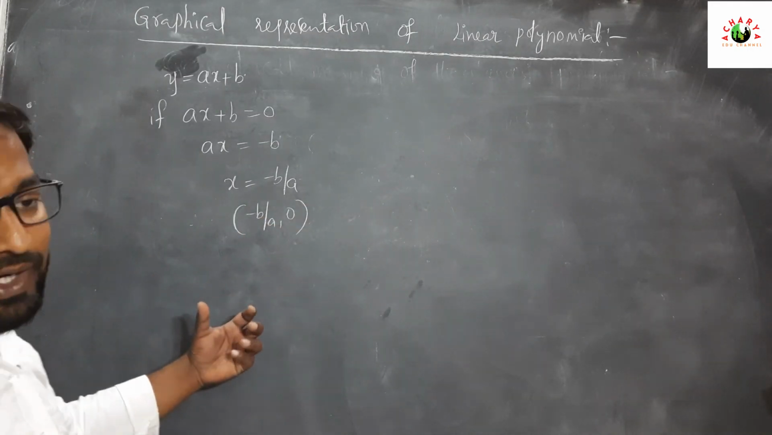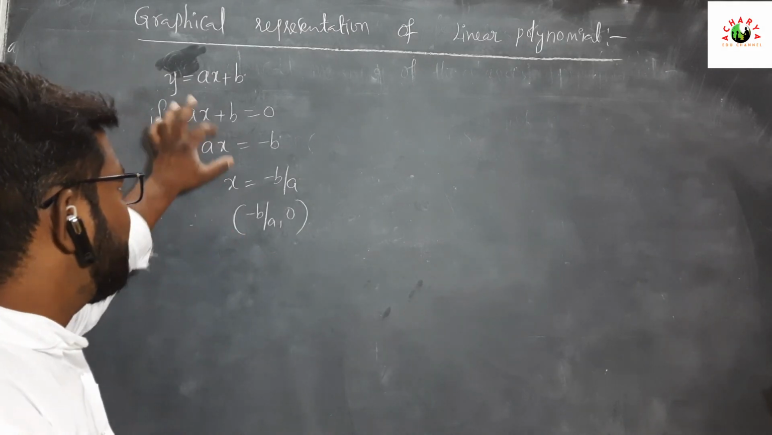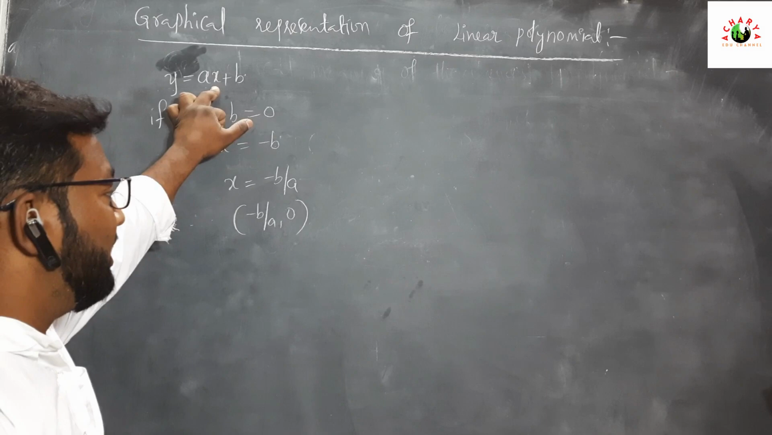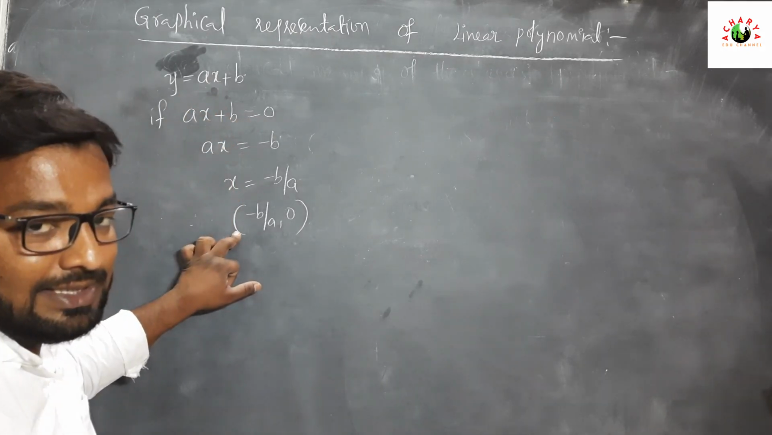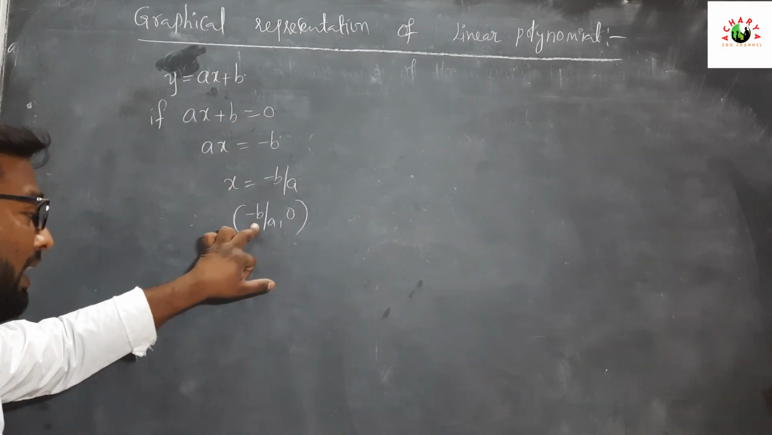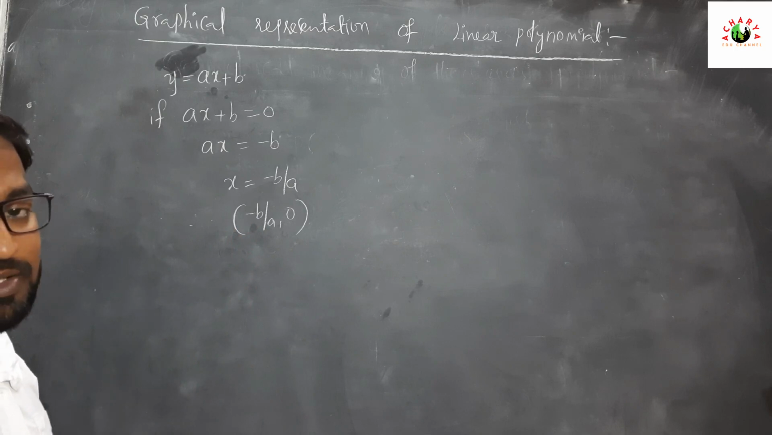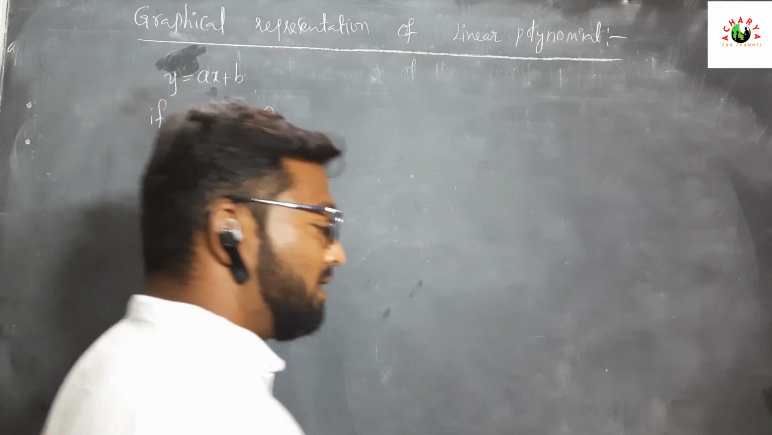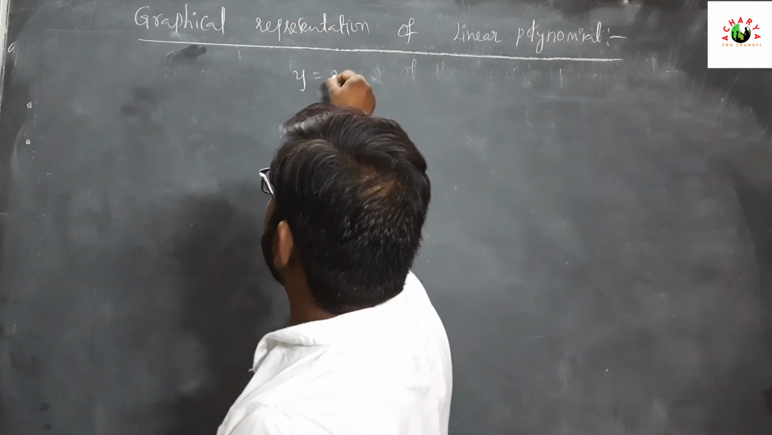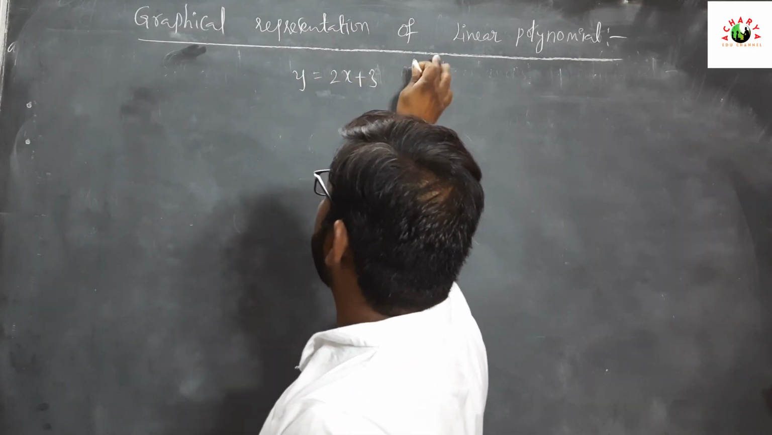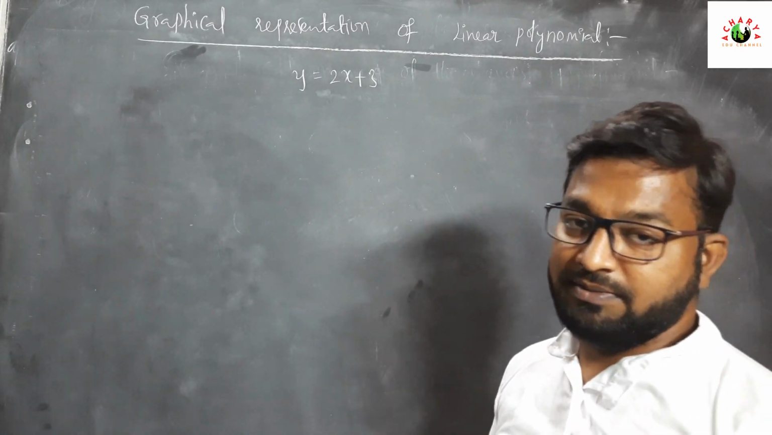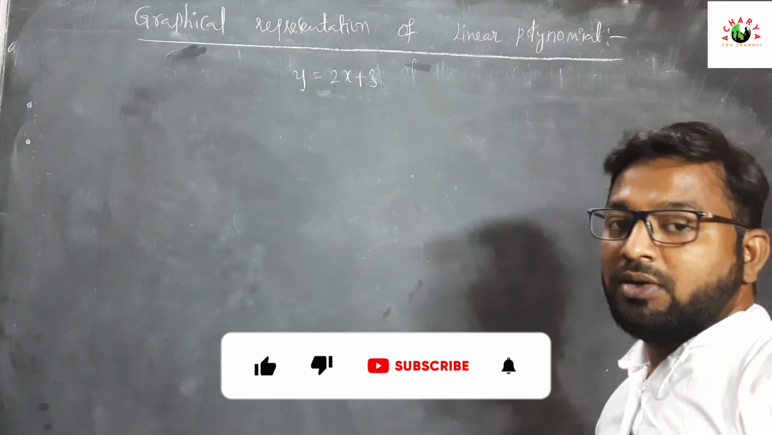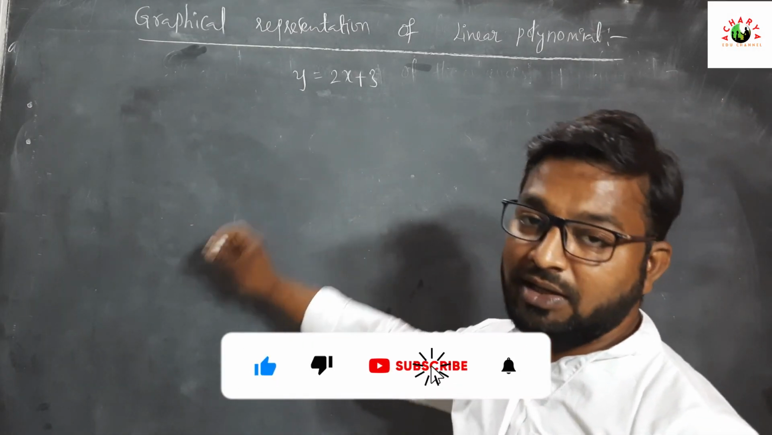Now we have to verify with the graph that y is equal to ax plus b touches the x-axis at the point minus b by a comma 0. Let us discuss one example in the graph. y is equal to 2x plus 3. How can we find the zeros in the graph?